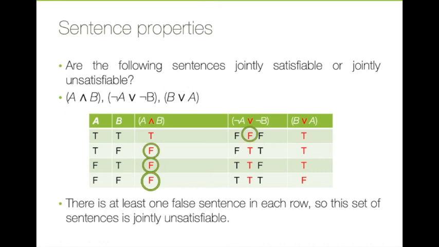In this truth table, there's at least one false sentence in each row, and you'll see them circled here. Since there is no row where every sentence in that row is true, there's at least one false sentence in each one. This set of sentences is jointly unsatisfiable.